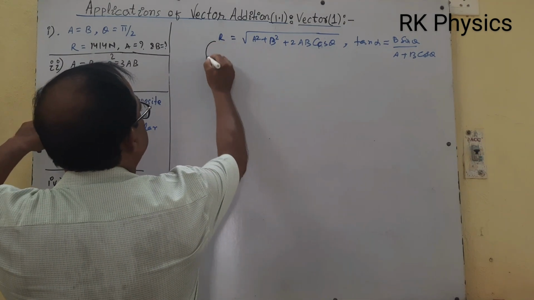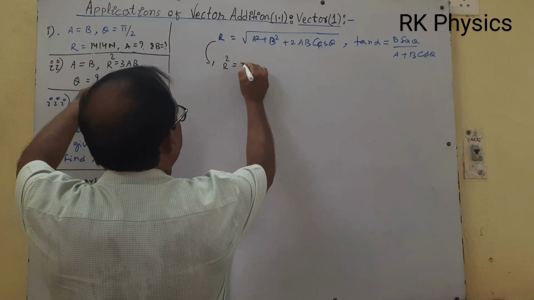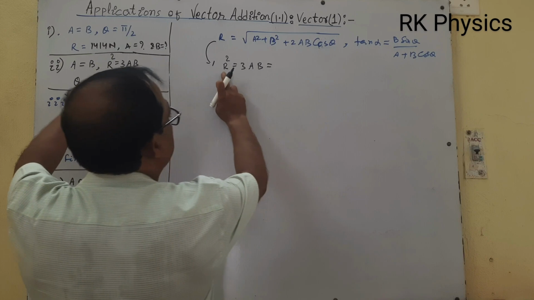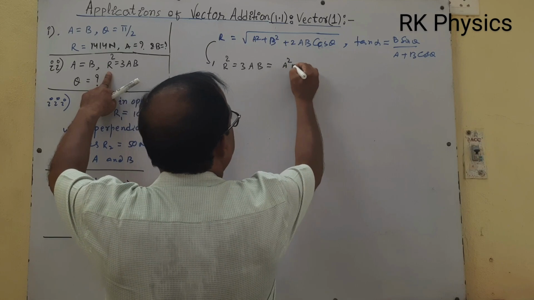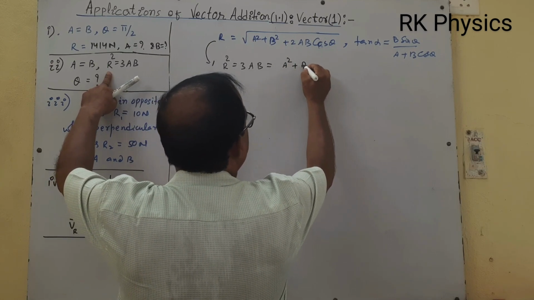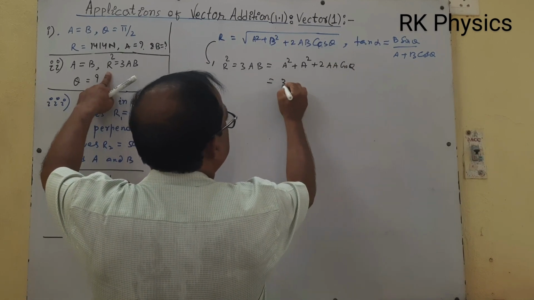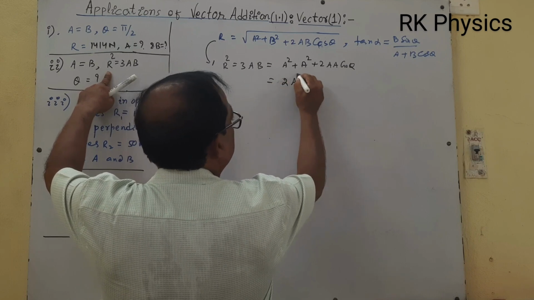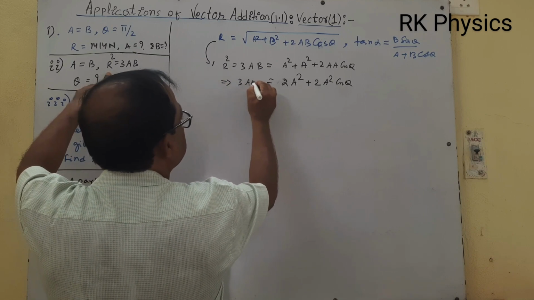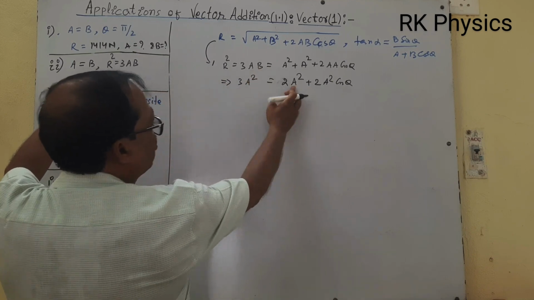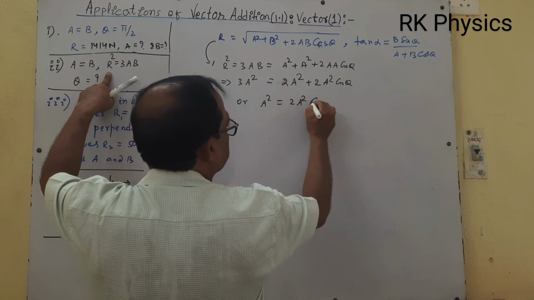You can use this directly. Take R square equal to 3AB as per the question. R square means you can cancel the whole root, and A equals B again here. So put A instead of B: R square is 2A square plus 2A square cos theta. This equals 3A square. You take 2A square to the left, so A square equals 2A square cos theta.